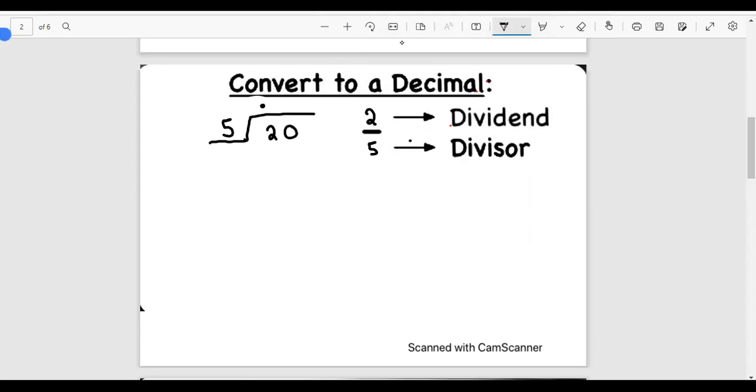So 5 multiplied by 4 is 20. So this would give you 0. This means that 2 by 5 is basically equal to 0.4. Very good, Umayza. Excellent.